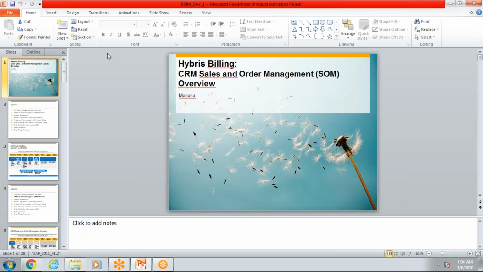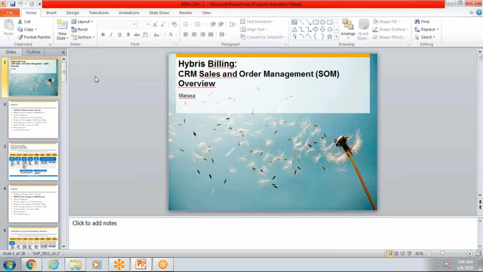Okay. As we have discussed, Hybris billing is implemented in industries where there is a high volume of customers who are charged based on usage. It may be the telecommunication industry, media, utilities, or transportation and logistics, like near toll gates where we pay the toll gate fee. There also, hybrid billing can be implemented.